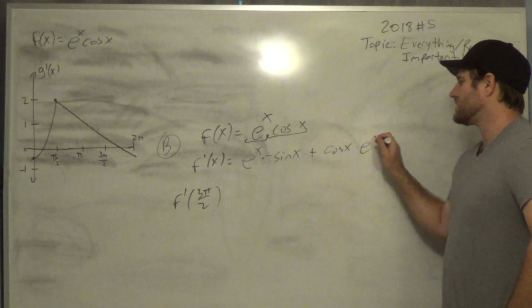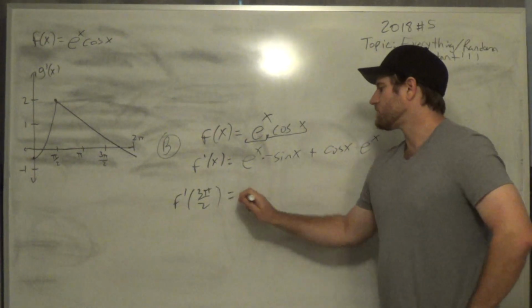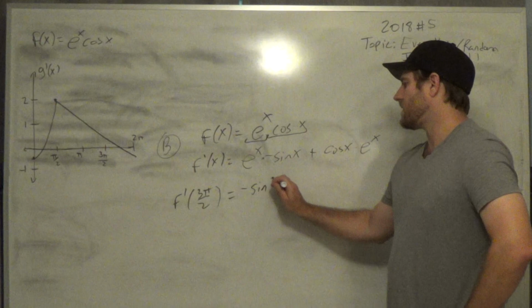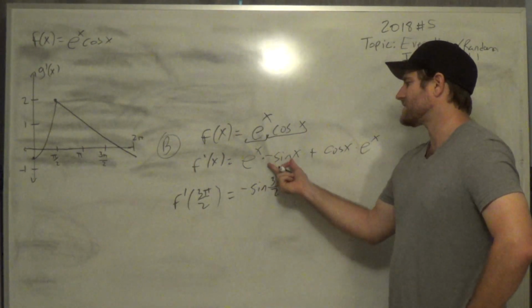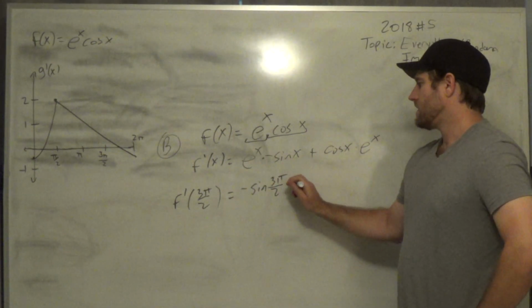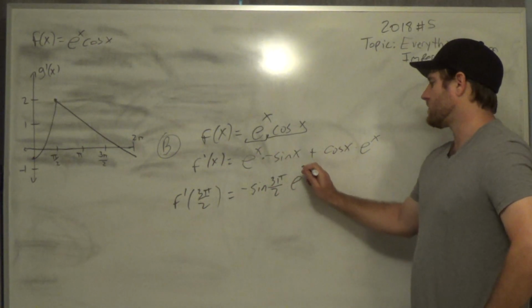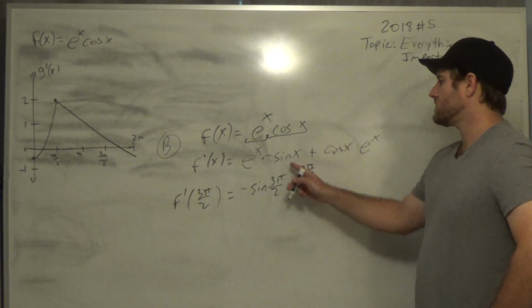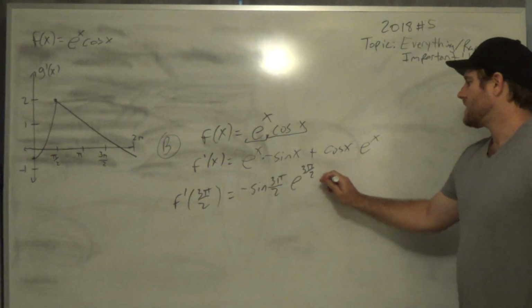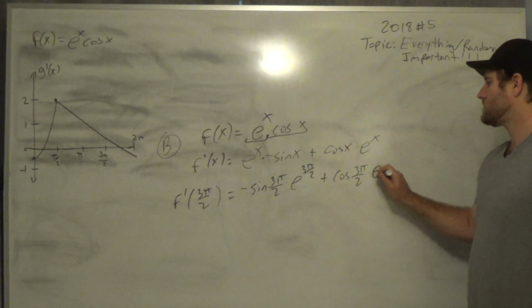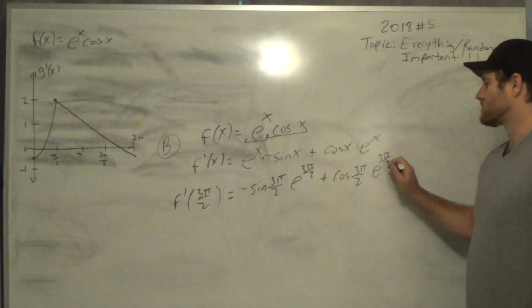The derivative of e to the x is e to the x. From here we just plug it in. Now I'm going to put the negative in front. So I'm going to do negative sine of 3 pi over 2. Sorry, I just like having that in front. E to the, and again, x is being replaced with 3 pi over 2. So that's that and that. And over here we have cosine of 3 pi over 2 times e to the 3 pi over 2.